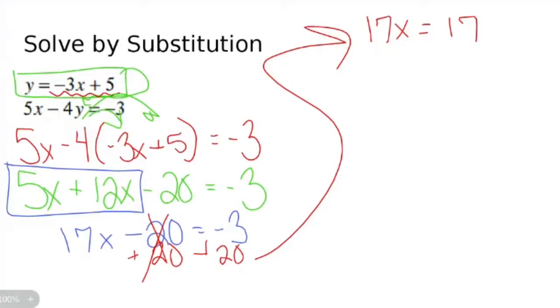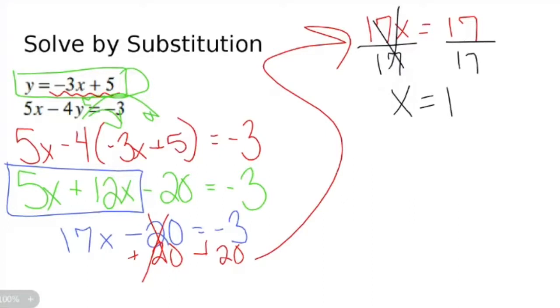Is x all by itself? No. What's in the way? 17. How is 17 in the way? Multiplied. How do I get rid of it? Divide. Divide both sides by 17. Cross you out. And x equals numero uno.